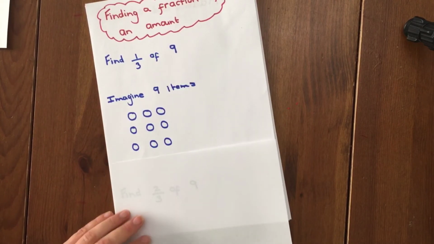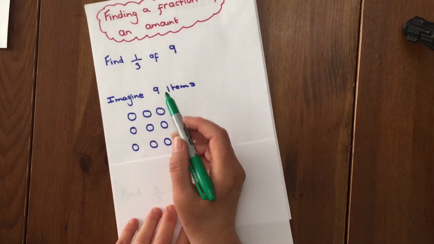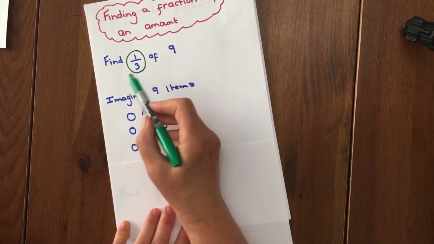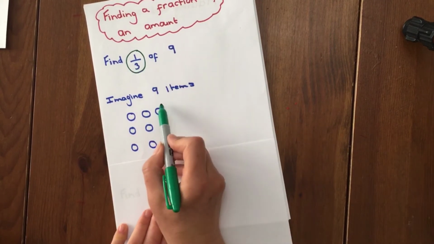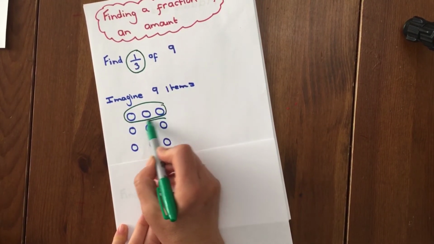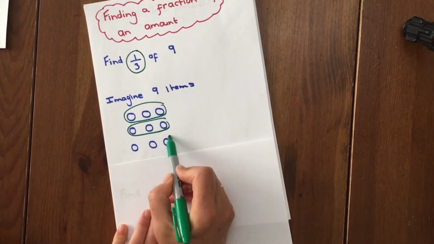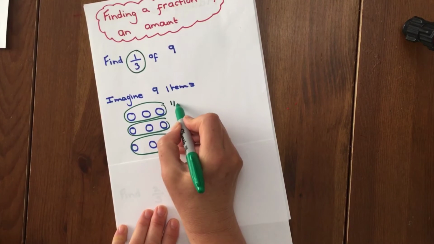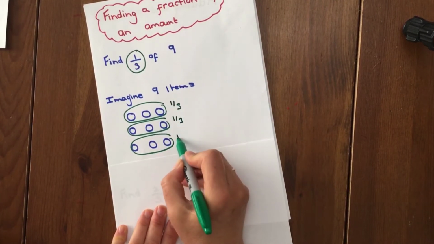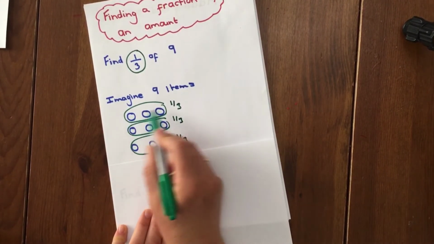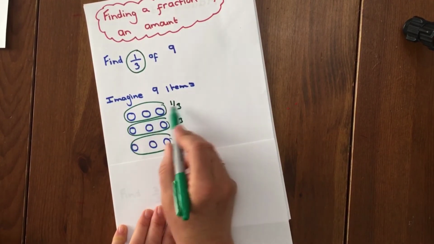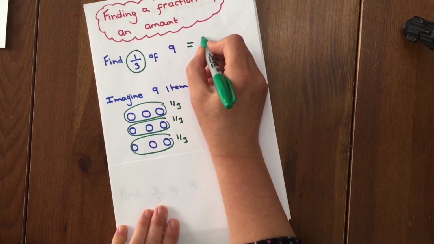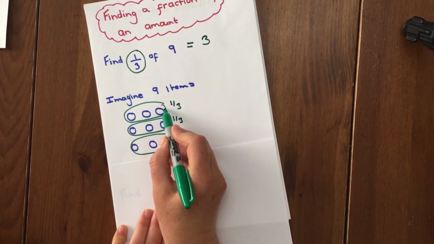So imagine 9 items. Now 1/3 means I'm going to divide it into 3 equal piles because 3 is on the bottom. So I've shown the dots representing the items into 3 sections. So this is 1/3, this is 1/3, and this is another third. So there's 3 equal counters in each section. So 1/3 of 9 will equal 3 because I've got 3 counters here.